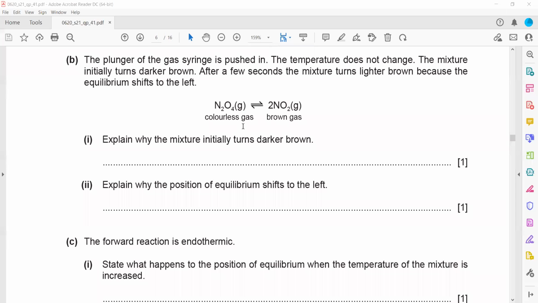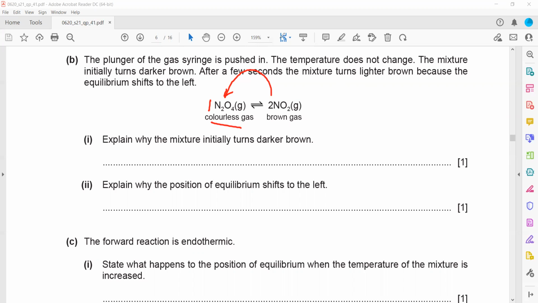In part B, the plunger of a gas syringe is pushed in. The temperature does not change. Look, you have reactant and product. What is the effect of pressure? An increase in pressure shifts the equilibrium towards the side where the number of moles is less. So if you increase the pressure, the equilibrium or the balance will shift towards the left-hand side. As it shifts towards the left-hand side, what should happen to the color? We should have more colorless gas.